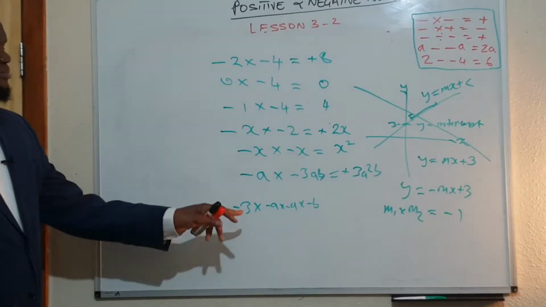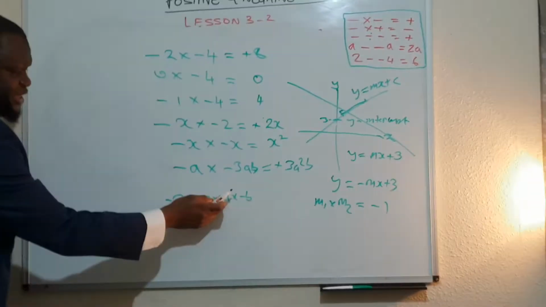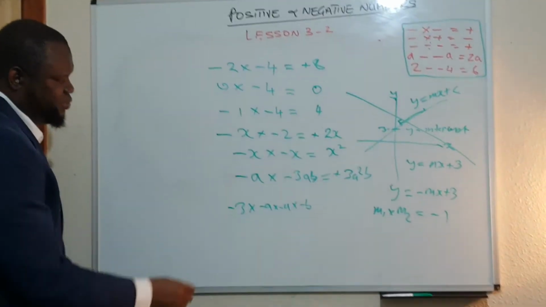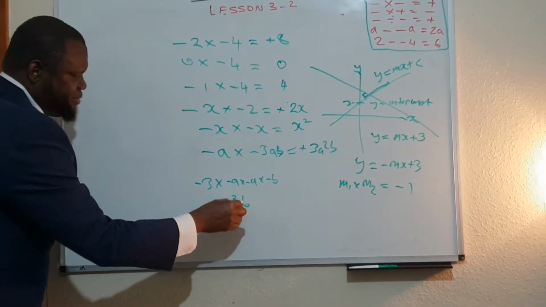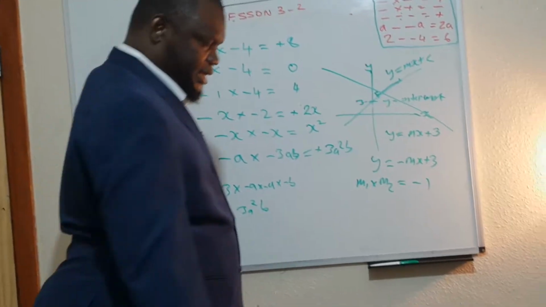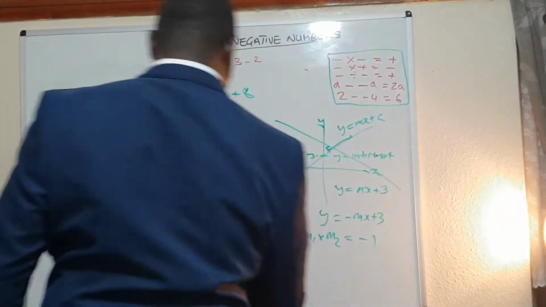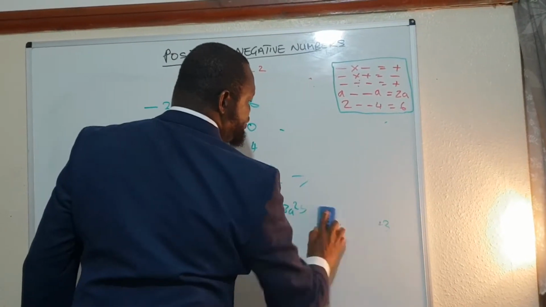So minus 3 is multiplying everything here. When you multiply this, it's positive. When you multiply that, positive. So that's equal to 3a squared b. You see? That's why it's very important to deal with positive and negative numbers at an early stage.